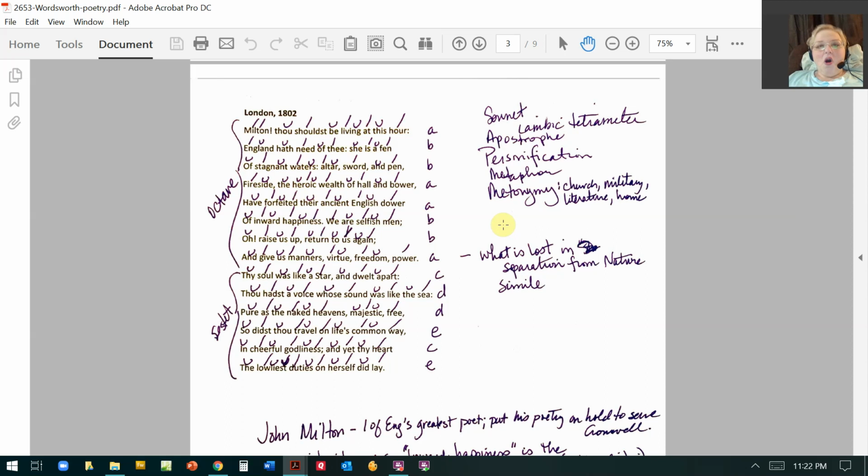So that second part, the first part explains what the problem is, right? Why they need Milton. That second part, that sestet, tells us why Milton then is the person, what it is about him, what are his virtues that are missing now that people in England need to recover, right?